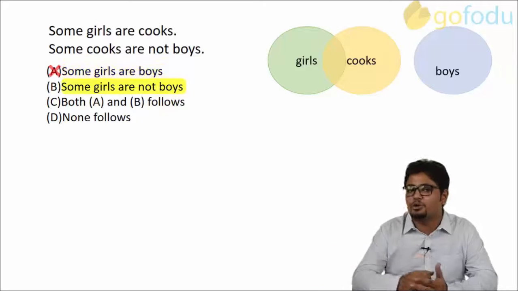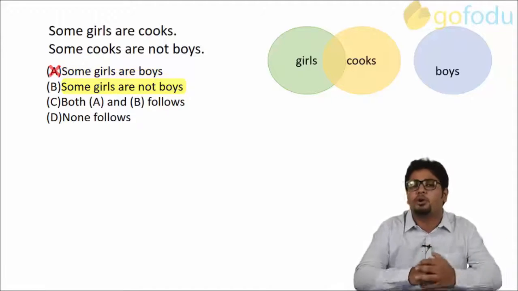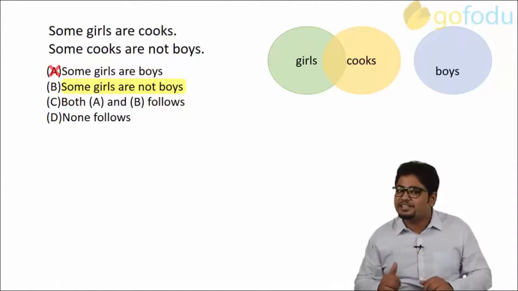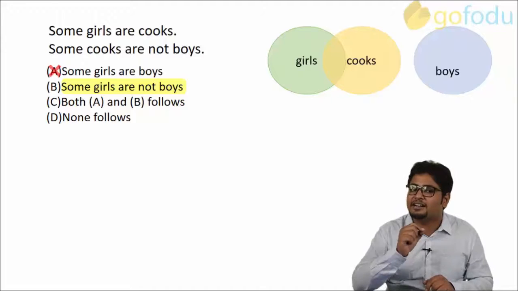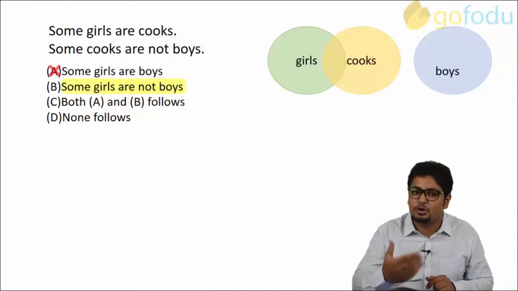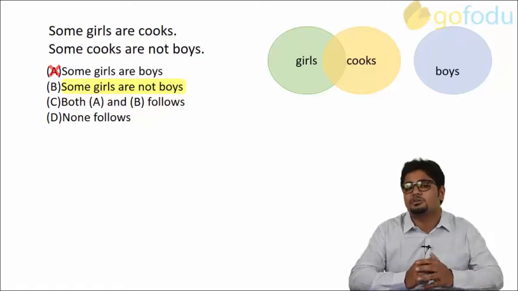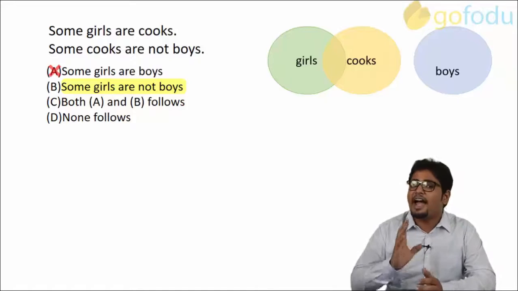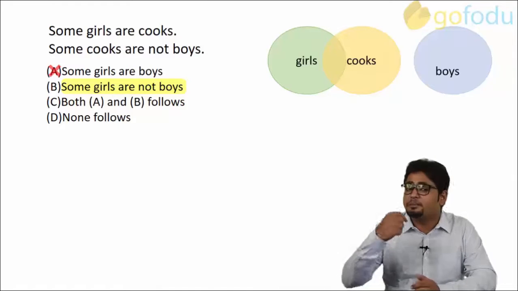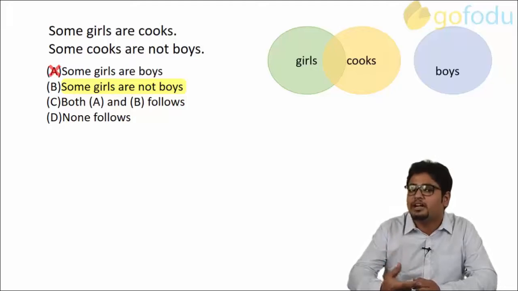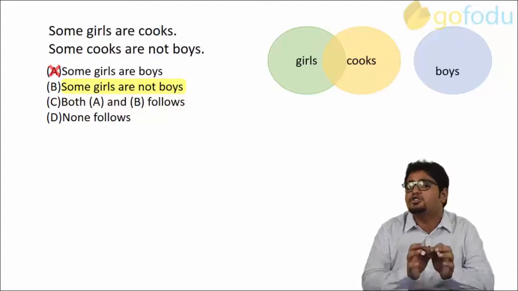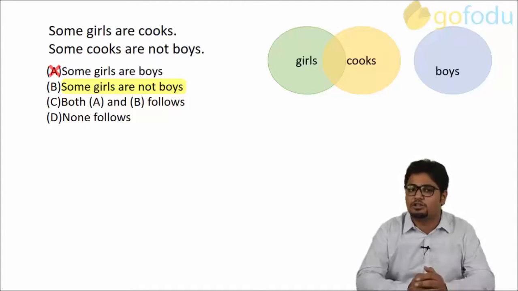Now the second conclusion. Some girls are not boys. Seems true from the basic diagram, but don't forget that it's a negative conclusion. So we have to check for other possibilities as well. As we have discussed so far, the best way to check for possible diagrams for a negative statement is to try and make it false.